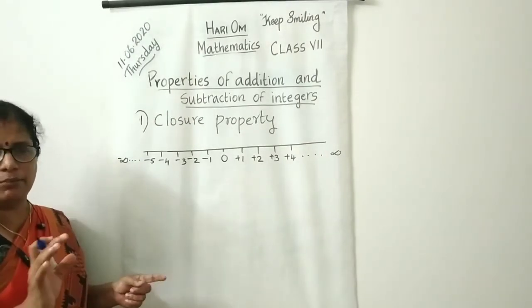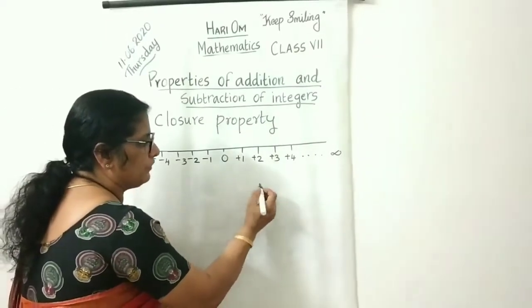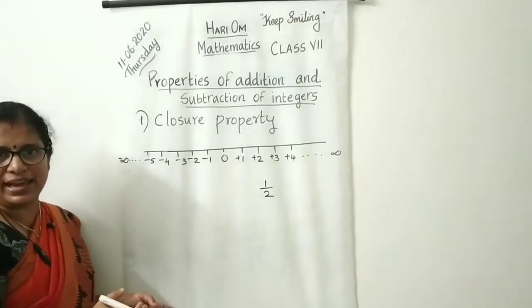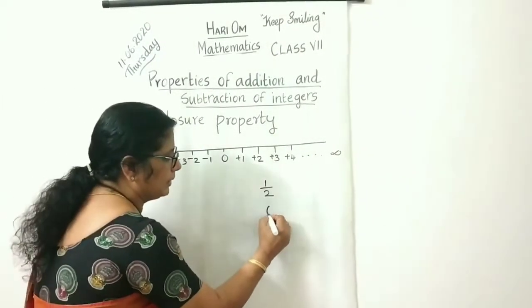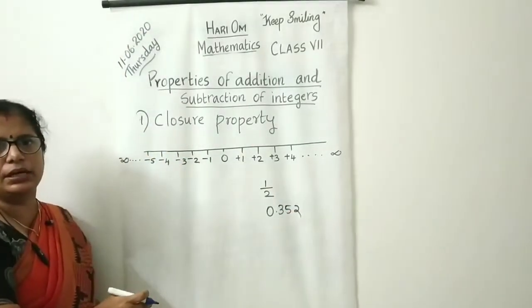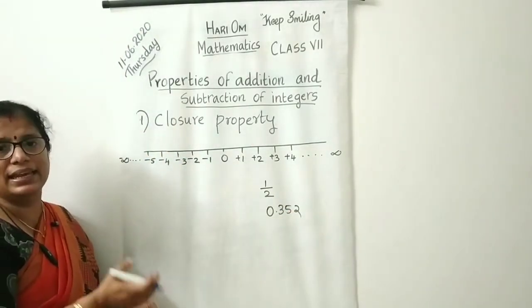Yes, there are numbers. We have already studied that. That is a fraction, 1 by 2. It is not an integer. It's a fraction. Again, decimal number, 0.352. It's a decimal number. It is not an integer.